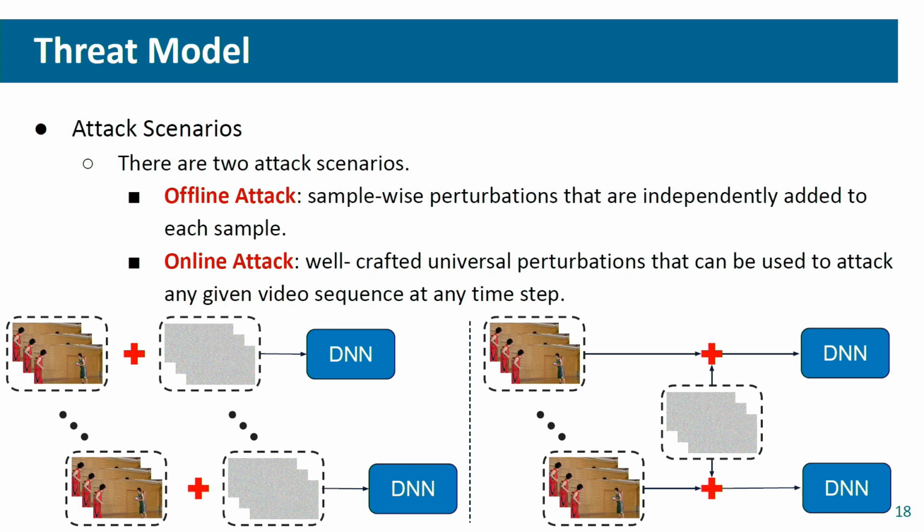Offline attacks use sample-wise perturbations that are independently added to each sample. In contrast, online attacks use well-crafted universal perturbations that can be used to attack any video sequence at any time step. This is because the real-time constraints of the online attack prohibit the adversary from customizing the injected noise.